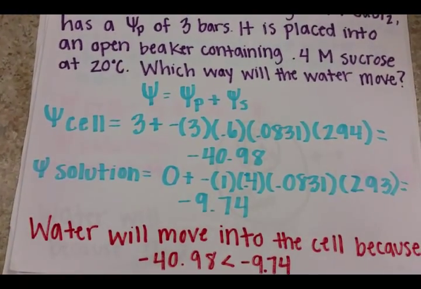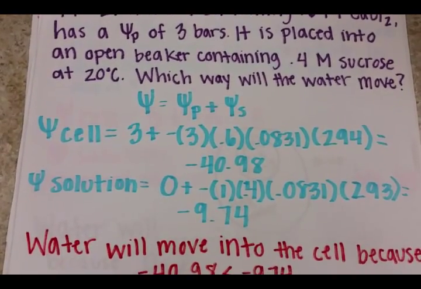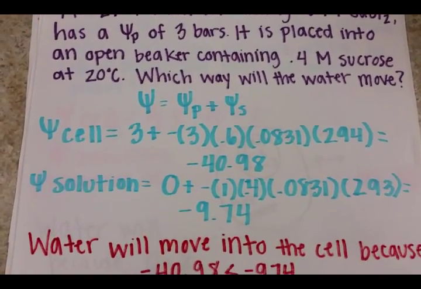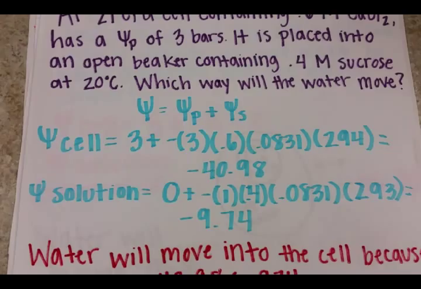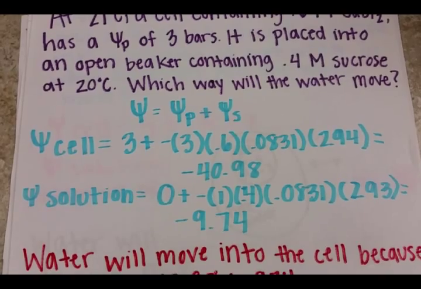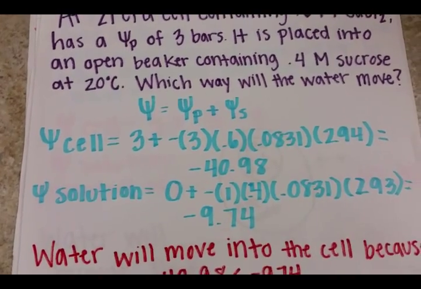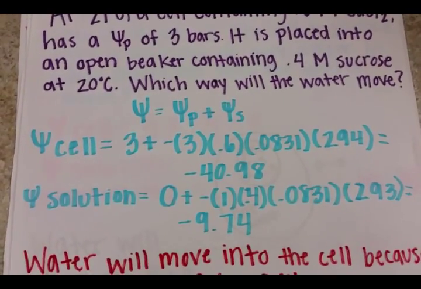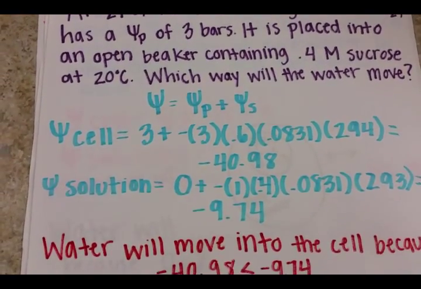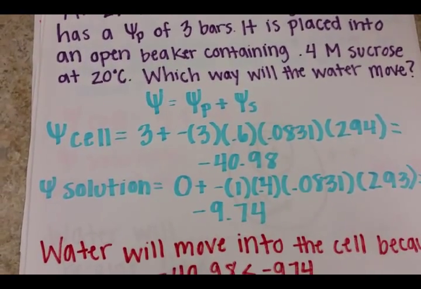Okay, you have to remember that water potential equals the pressure potential plus the solute potential. So to find the water potential of the cell, you must add the pressure potential, which is 3 bars, plus the formula of negative iCRT. So the ionization constant is 3 because CaCl2 has 3 ions, times the concentration, which is 0.6, times 0.0831, which you're going to use for every water potential problem, times Celsius plus 273, which will be 294, which will give you negative 40.98 for your water potential of the cell.